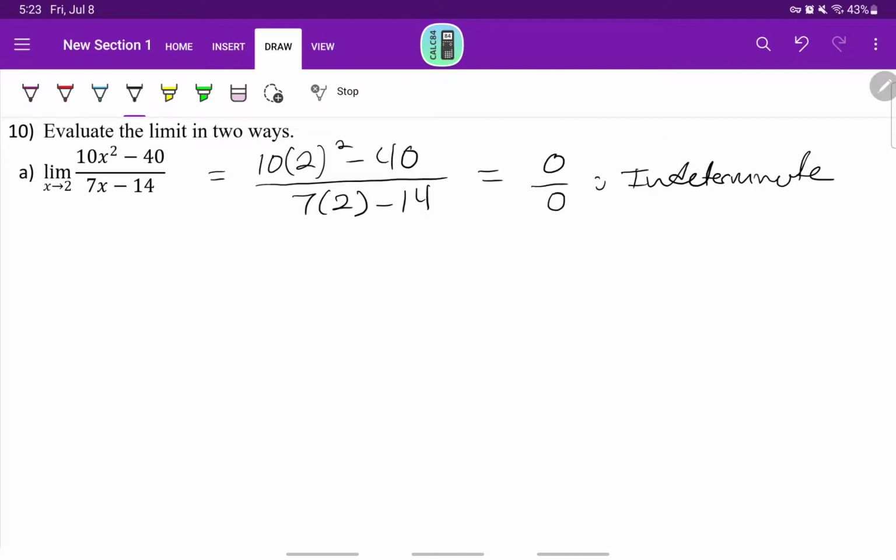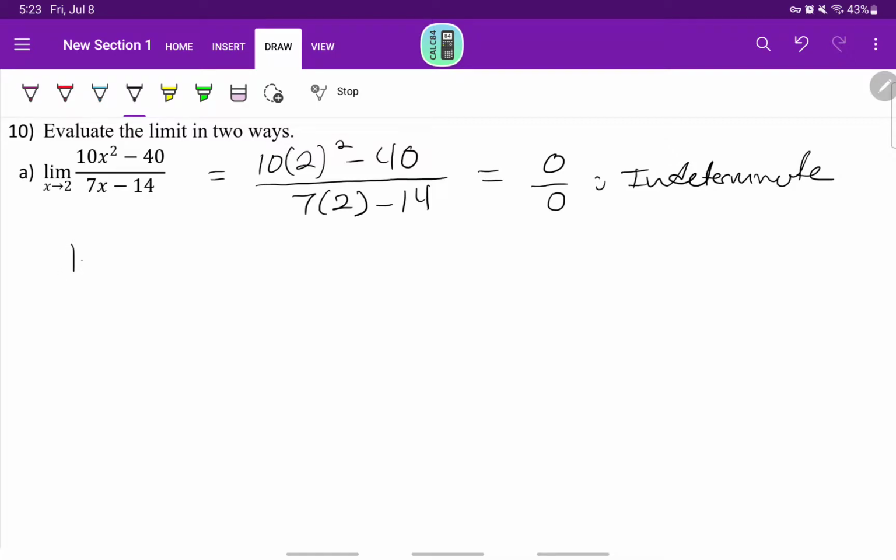Because this is indeterminate, I'm going to have to solve my limit by using rules of algebra. Or I can use L'Hopital's rule. I'm going to start off with using L'Hopital's rule first, then I'm going to use algebra second.